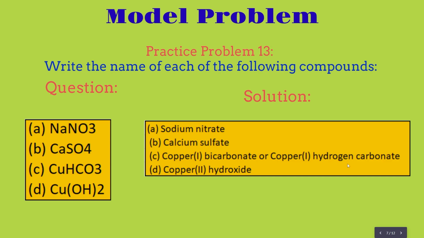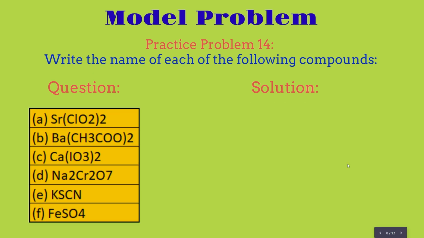And for the last one, we have copper, Cu, and then in brackets hydroxide, and there's 2 of them. If we write out the compound, we get copper 2 hydroxide. So this is for question number 1. For the next question, we have to write the name of each of the following compounds again. This time I'm only going to explain the first 2, and then feel free to try out the rest and see if you can get the answer yourself.